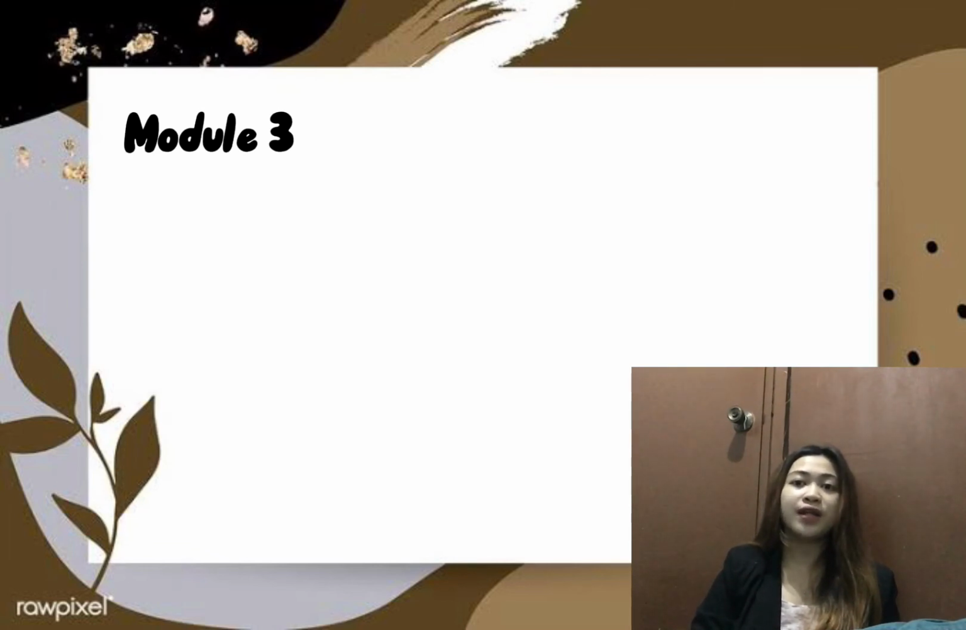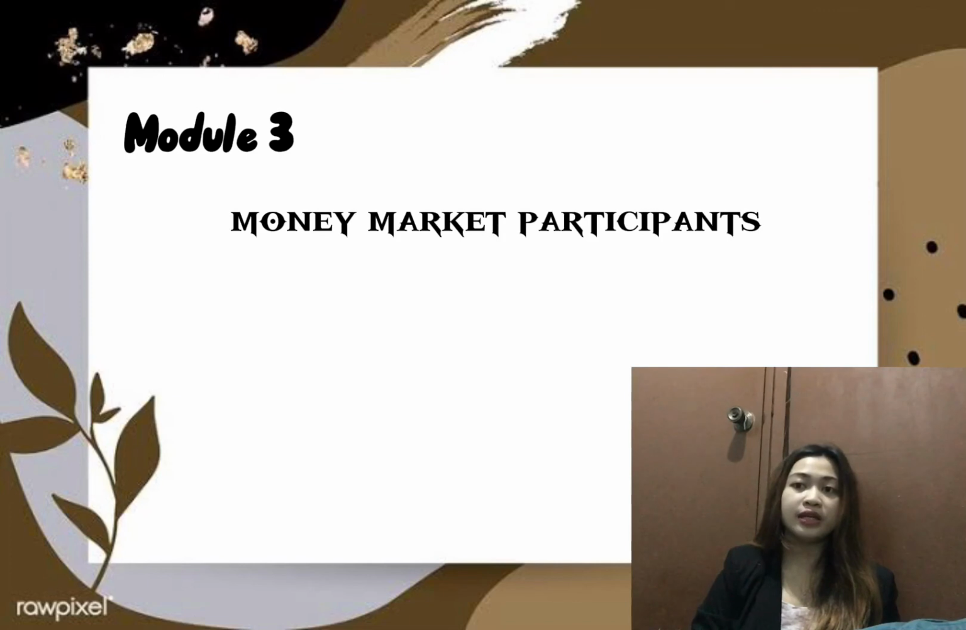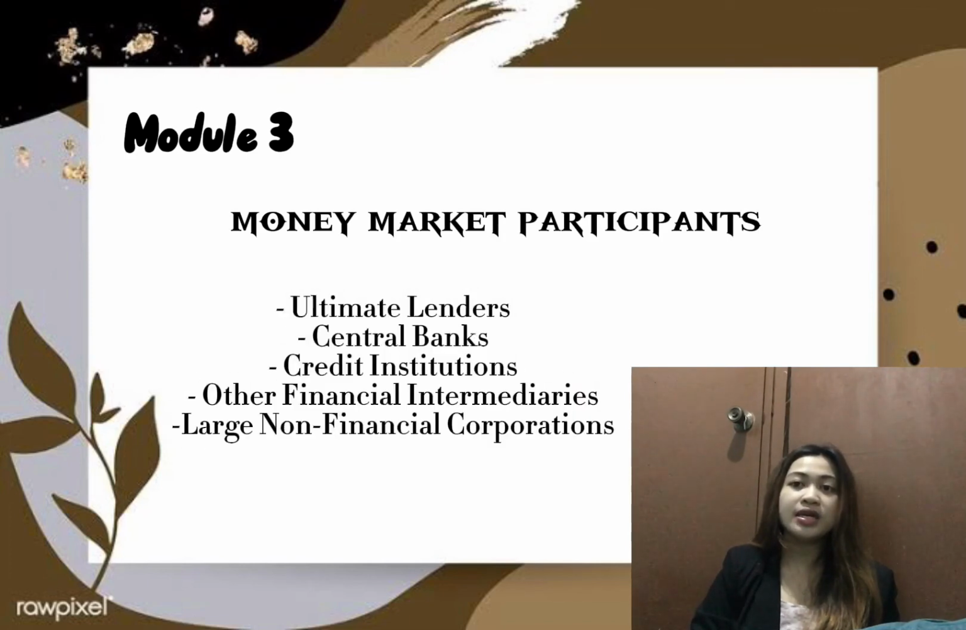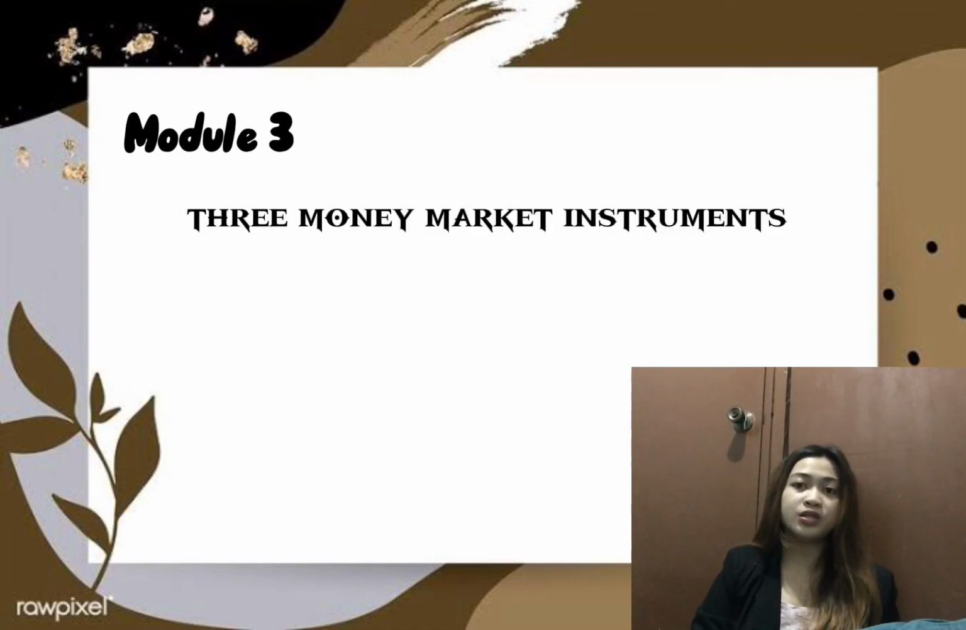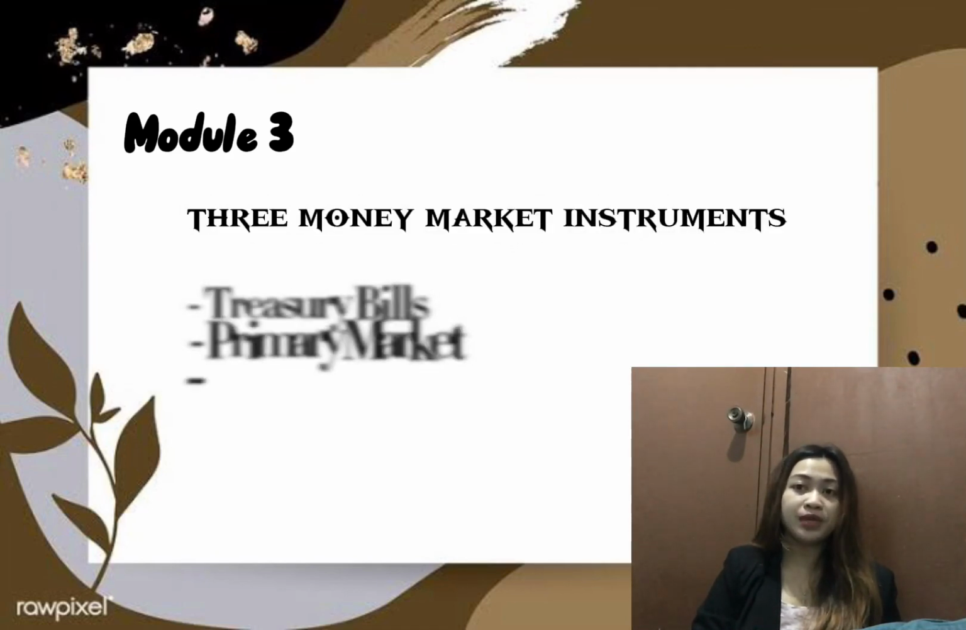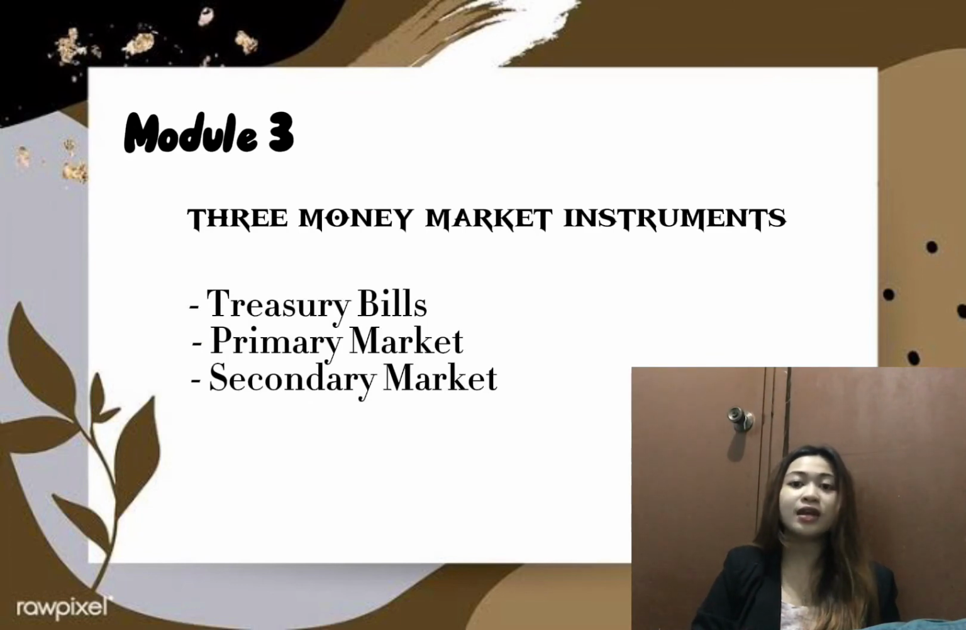Next, I learned the following participants under the money market, including the ultimate lenders, central bank, credit institutions, other financial intermediaries, and large non-financial corporations. I also learned their roles in the money market. And lastly, I learned the three money market instruments, including the treasury bills, primary market, and secondary market. And just like the money market participants, I also learned their meaning and differences of those money market instruments.